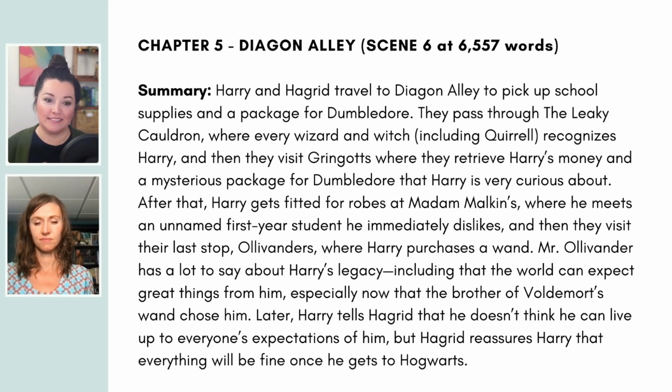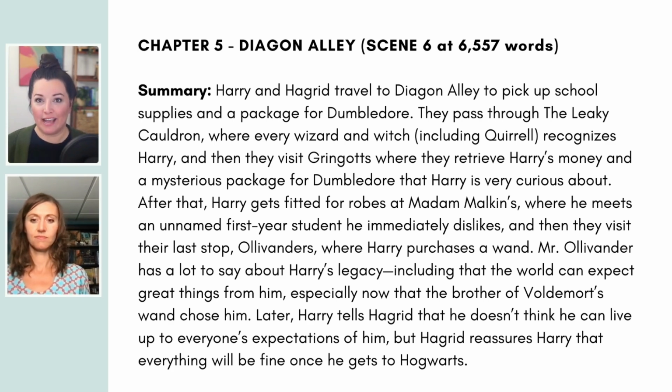So in this chapter, Harry and Hagrid go to Diagon Alley. They're going to pick up school supplies and a package for Dumbledore. They pass through the Leaky Cauldron, where every witch and wizard, including Harry's soon-to-be Professor Quirrell, recognizes Harry. Then they visit Gringotts and they get Harry's money and a mysterious package for Dumbledore that Harry is very curious about. After that, Harry gets fitted for a robe at Madame Malkin's robe shop, where he meets an unnamed first-year student, which we know is Draco Malfoy, who he immediately dislikes.